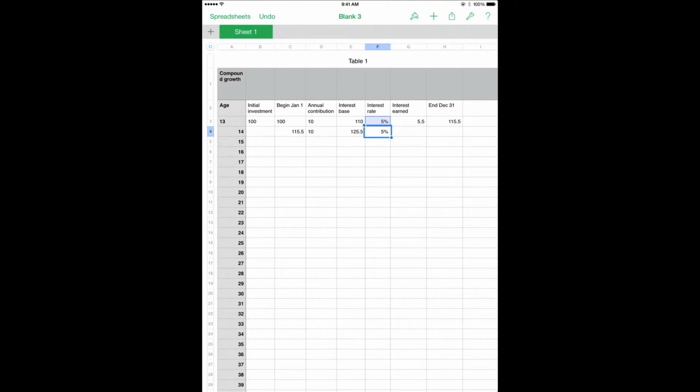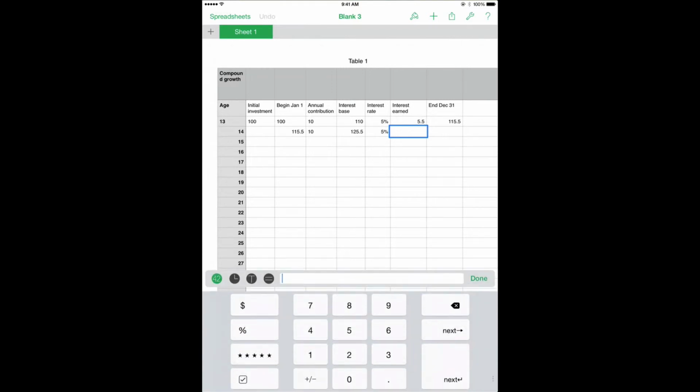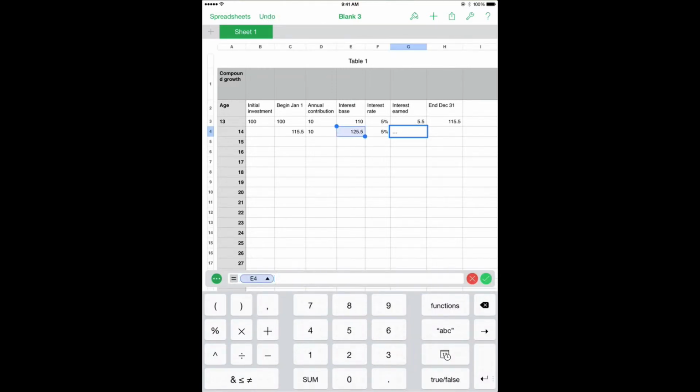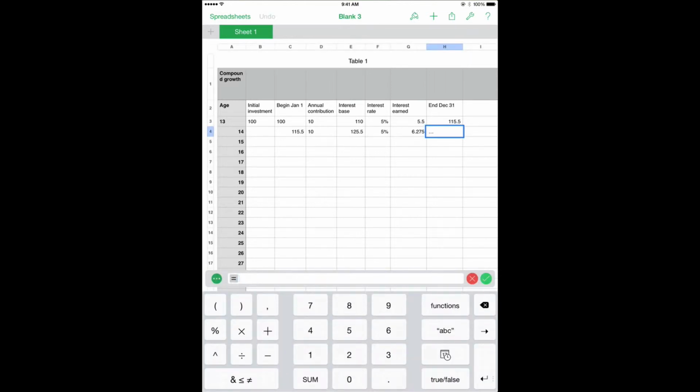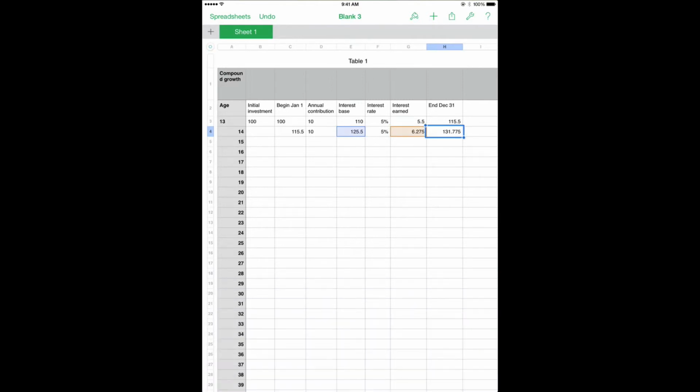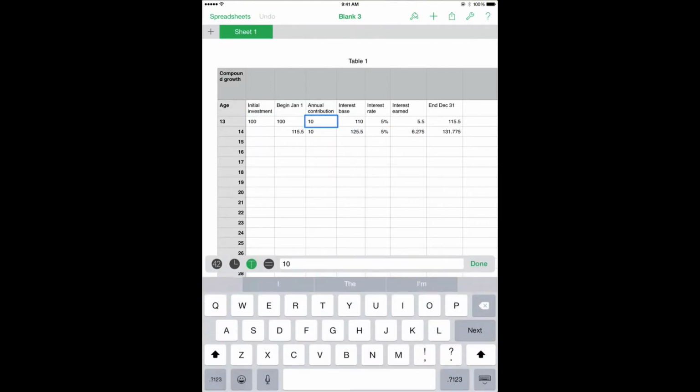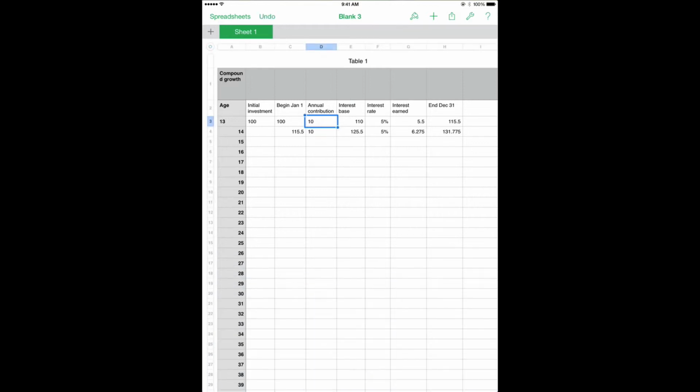Interest rate, that's going to equal the cell above it, 5%. Nice. Okay, interest earned, that's going to be 5% on the 125. So we do equals this guy times this guy. What do we think that's going to be, about $6.75 maybe? Ha, $6.27, that's close. Okay, so now the interest base equals the interest base plus the interest that we earn. That's your principal plus your interest. So at the end of the second year, you put in $120, and you come up with $131.